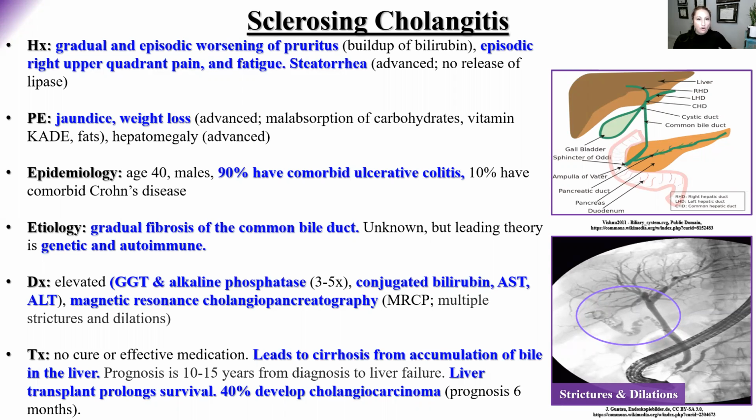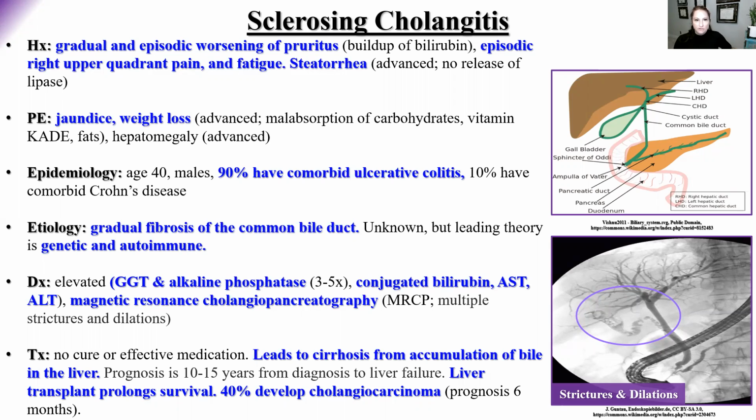Elevated GGT and alk-phos, these are going to be greatly elevated. So 3 to 5 times the levels of normal. They'll have an elevated conjugated bilirubin because we know it's a problem with the release of the bilirubin. AST and ALT will also be elevated because this is backing up into the liver and it's causing the liver to become diseased.